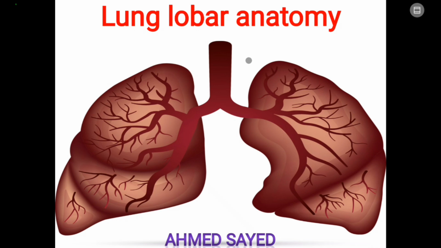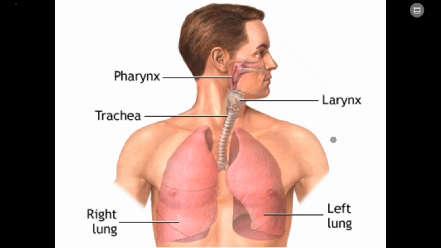We want to know all the lobar anatomy of the lung to be able to describe the correct location of lesions and pathologies. The lung consists of two lungs, one right and one left. The right lung is larger than the left because it consists of the upper, middle and lower lobes, and the left consists only of an upper lobe and a lower lobe.